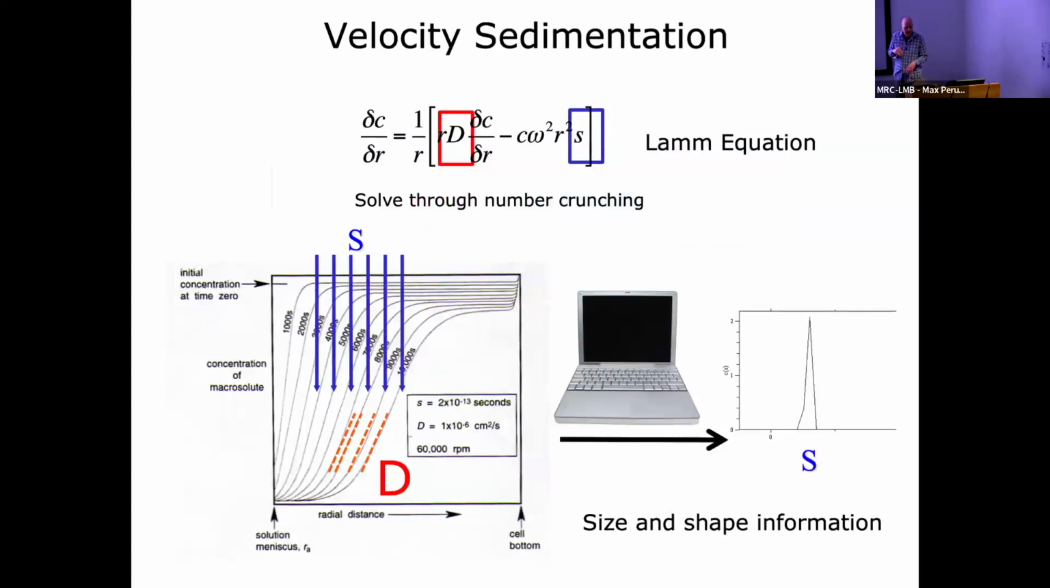So essentially what we're looking at is when things go down, it's related to the S value, and that's how fast things are moving down, and the diffusion is how things are going backwards, and that's what this slope is. And so we can analyze everything to get an S value, and that will give us ideas of mass and shape.